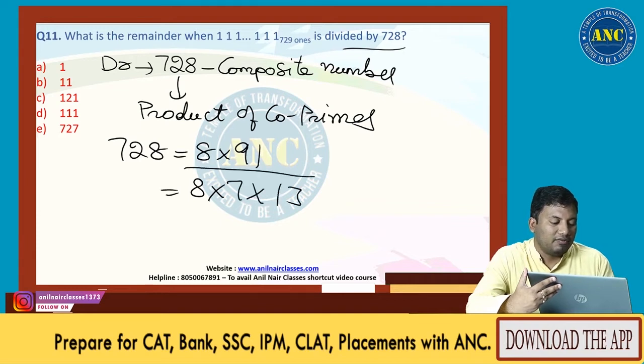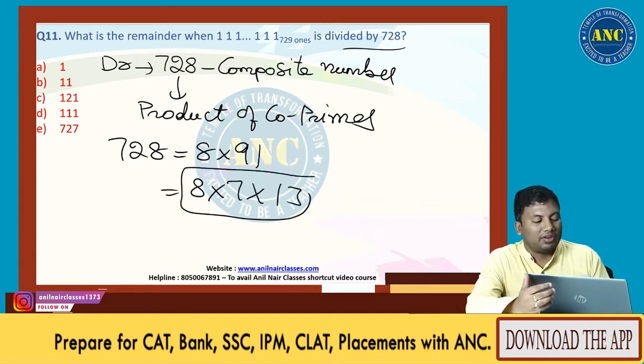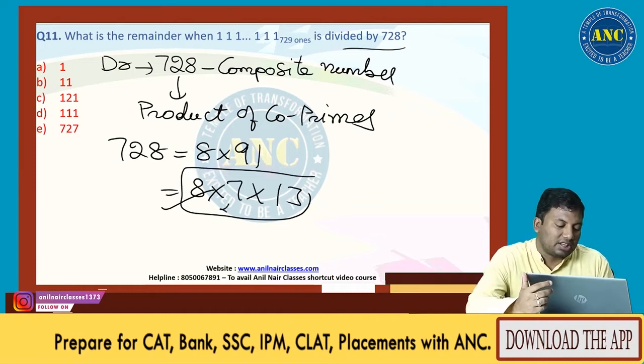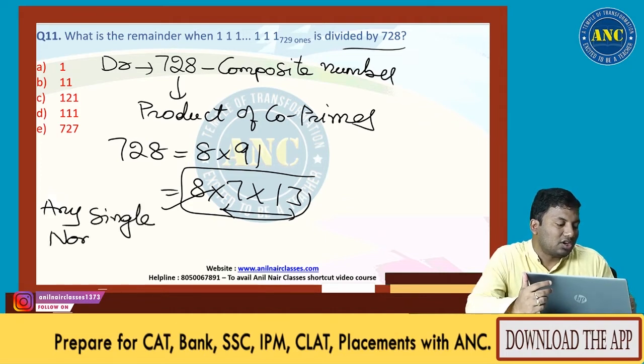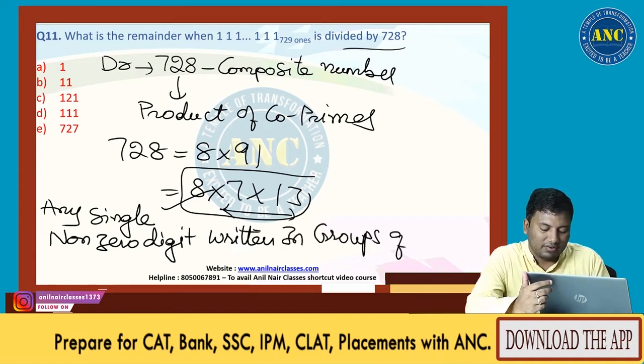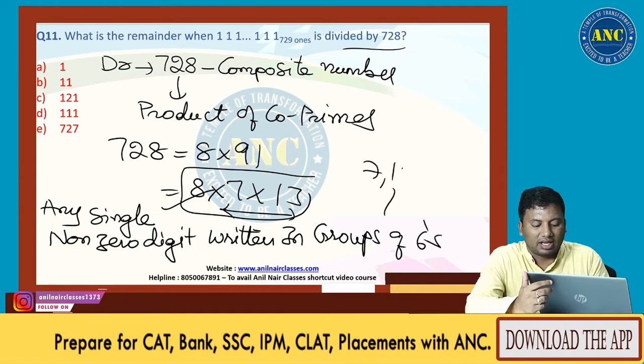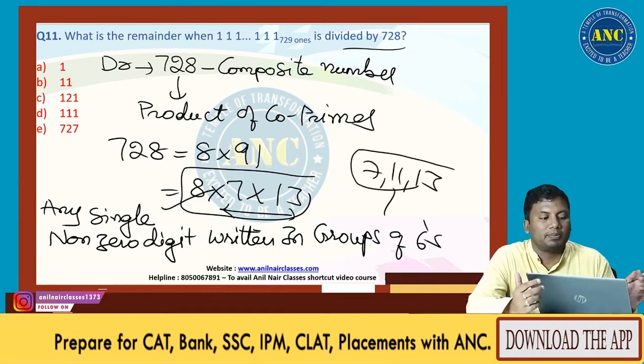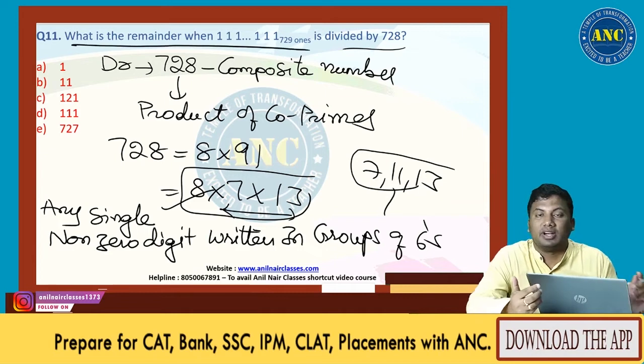So yesterday we discussed the divisibility rule of 8, right? And we discussed the divisibility rule of 7 and 13. What is the concept that we discussed? Any single non-zero digit written in groups of 6 is always divisible by 7, 11, 13. Yesterday we discussed this concept, right? These are the questions which we discussed.